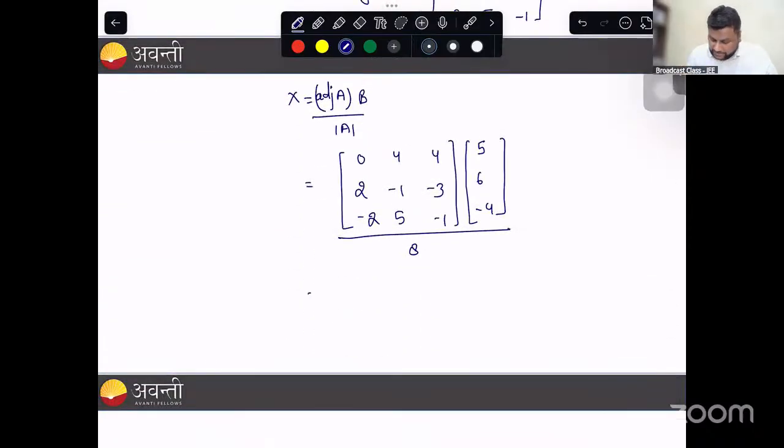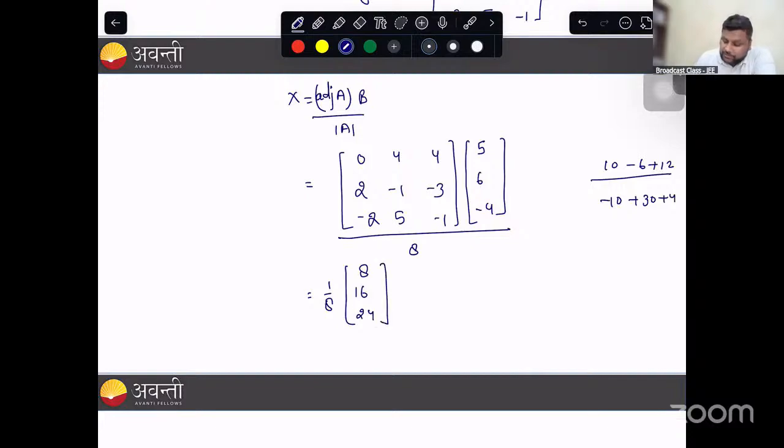Then now it is 1 by 8 times, if I multiply first row, first column: 6 4 are 24 minus 16. 24 minus 16 will be 8. Second row, first column: 5 2 are 10 minus 6 plus 12. So 12 and 10, 22 minus 6. 22 minus 6, 16. Now third row, first column: minus 10 plus 30 plus 4. 34 minus 10 will be 24. So if you divide, it will be 1, 2, 3.